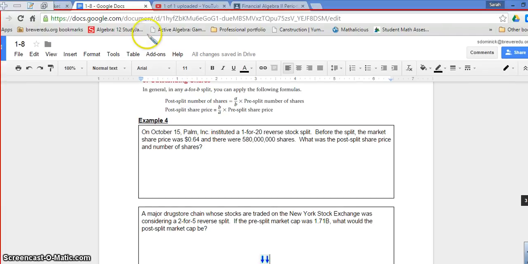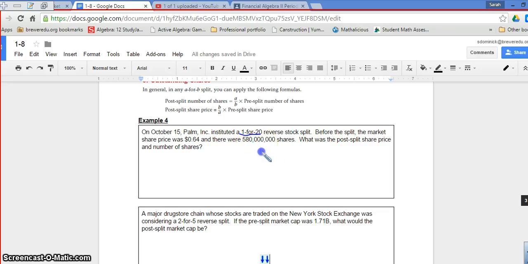So on October 15th, a 1 for 20 reverse stock split. So this is going the opposite way than we have before. Now, for every 20 shares you had before the split, they're now one single share. They've combined them, right? That would help them make sure that they're out of penny stocks. Maybe everyone is worth more. Before the split, the market share price was only 64 cents, and there were 580 million shares. What was the post-split share price and number of shares?